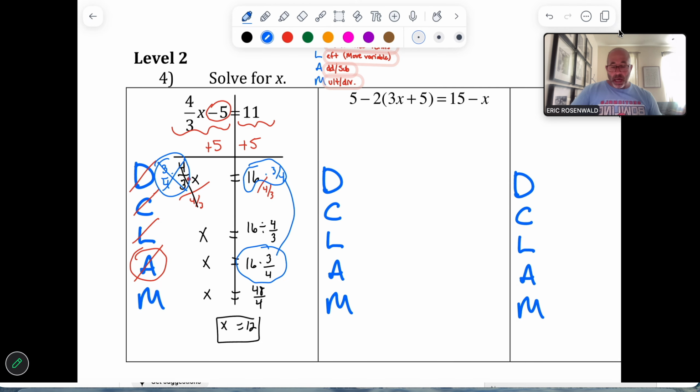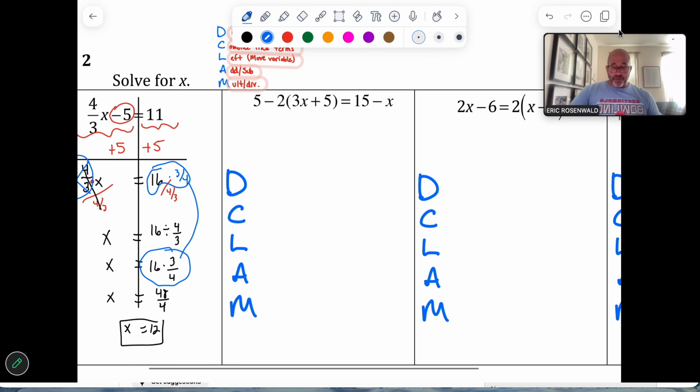Okay? All right, let's jump into the second problem here. We're going to go ahead and do it. So start with distribution, and in this case, we do have distribution. I know that you want to put 5 minus 2 together and say that that's 3, but you have to fight that urge, okay? Distribution is always going to be our first step.